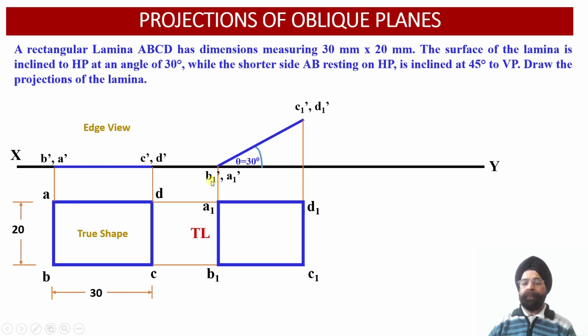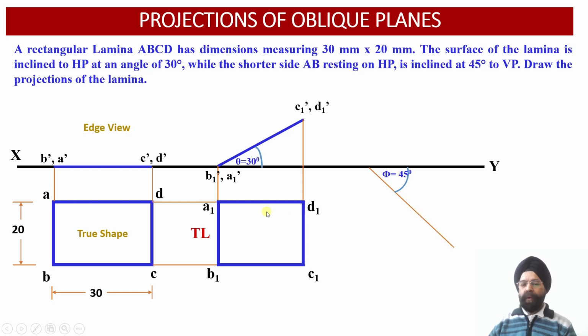So this is the edge B1 dash, A1 dash in the elevation. So this is the edge A1, B1 which is appearing to us as a true length in the top view projection. Now this edge is further inclined at an angle of 45 degree with respect to the vertical plane. So now we have to mark an inclination of 45 degree with respect to the vertical plane in this view.